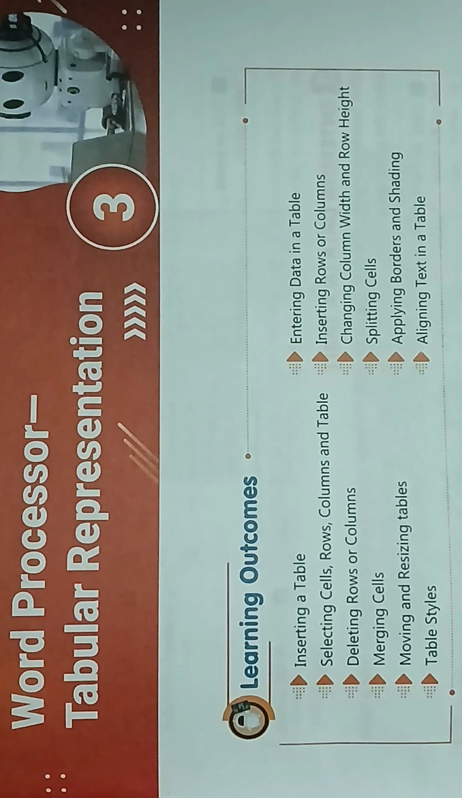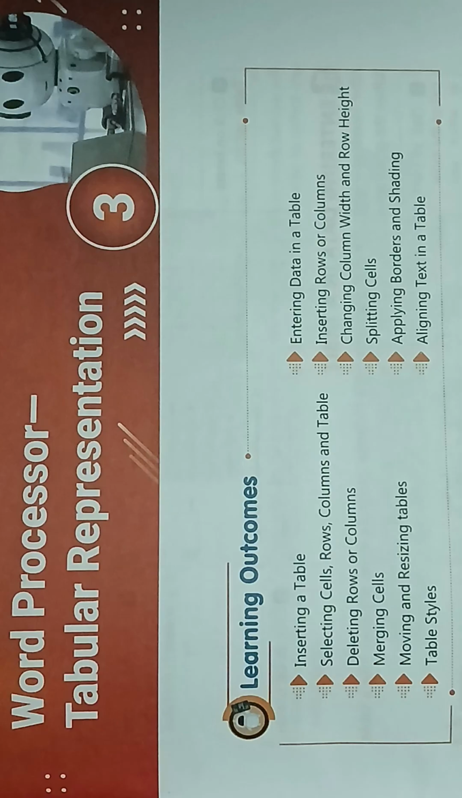So children, with the help of these videos, now you all are able to know how we can insert a table in MS Word. After inserting a table, how we can enter data in a table. After entering the data into the table, how we can select the cells. Cell, I have already told you, is an intersection between rows and columns. How we can select the rows, how we can select the columns, and how we can select the whole table.